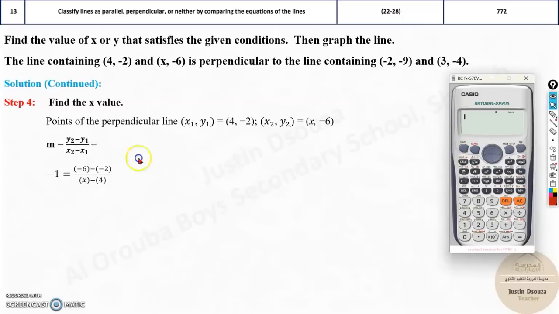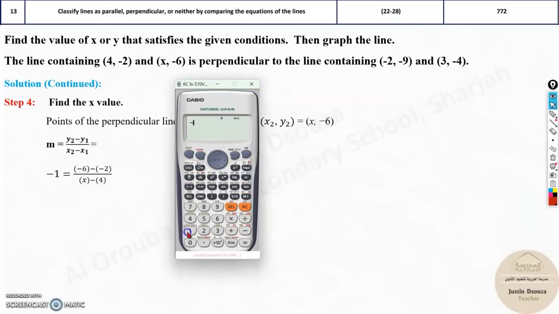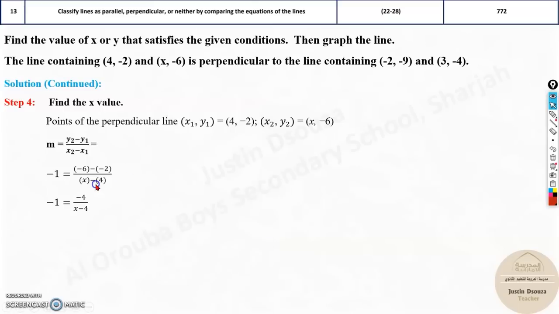You can directly solve it in the calculator by putting -1 equals, open the fraction symbol, -6, open the brackets, minus, brackets, -2, close the bracket, and here we have x, that is alpha, and this symbol, close the bracket, -4. Shift and solve will give you the answer. Don't press directly equal to, shift and solve, and it'll take a few seconds, and the answer is 8.